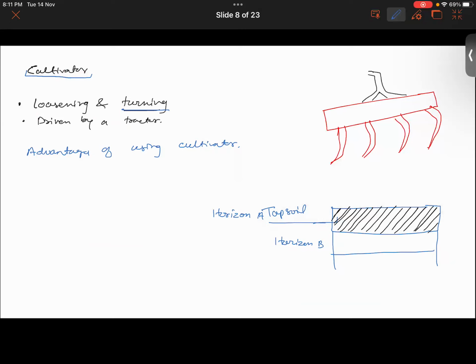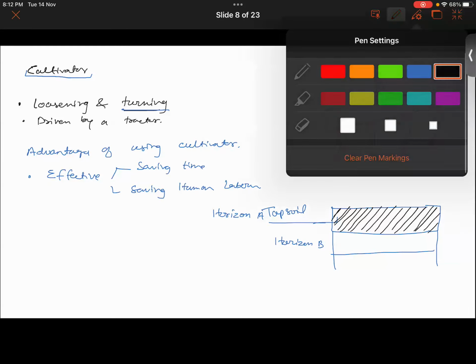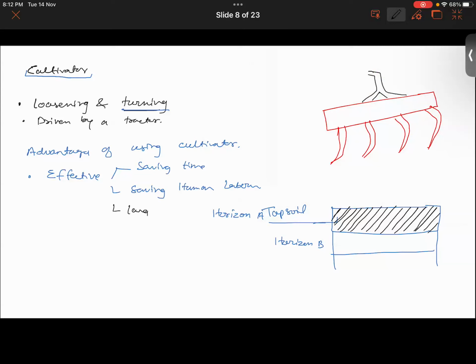So it saves time and labor. Good. So it breaks clumps. Right, so it is effective in saving time and human labor. That human labor can be utilized in some other things, right? So in this way, it is saving both labor and time. Also, nowadays I can plough a large field. Yes, a large field can be ploughed using cultivators.